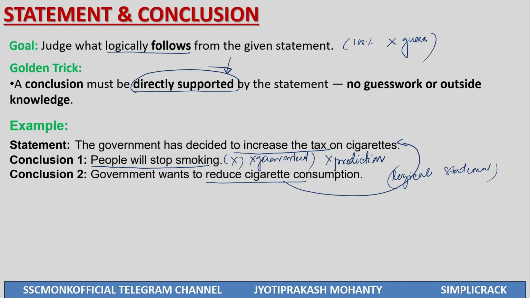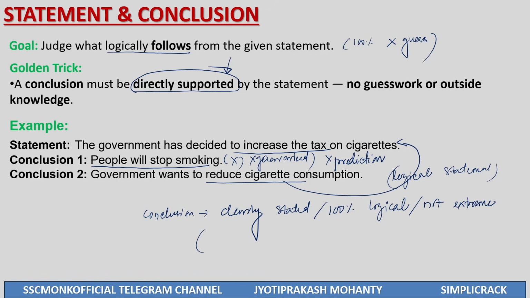So what we need to do? In simpler words, my conclusion will be clearly stated, 100% logical, and it should not be extreme. If in any case it is an assumption, or it is emotional, or it is futuristic, I mean predictable, or it has extra knowledge that has nothing to do with the statement, then it cannot be my conclusion. This is what it is all about.